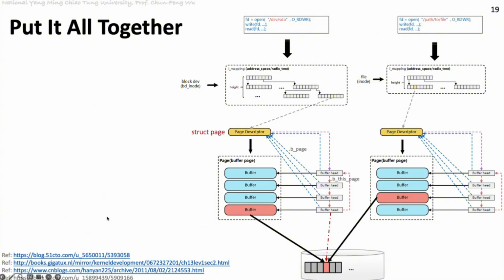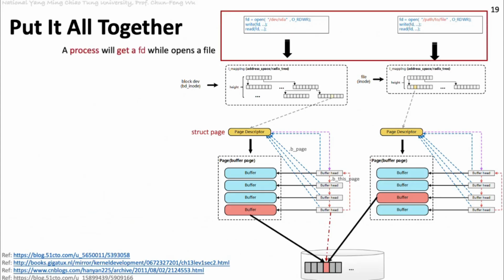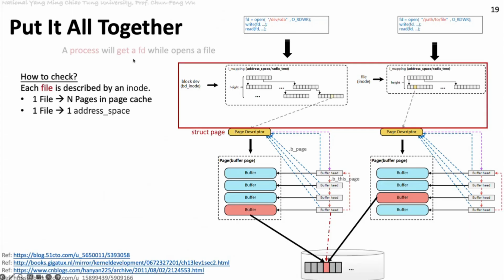Okay, I think we still have some time. So if we briefly put it all together, you'll see something like this. At the very top here, a process will get a file descriptor when it opens a file, and then the process is going to do some file operations on it. So when we call open, we'll get a file descriptor.